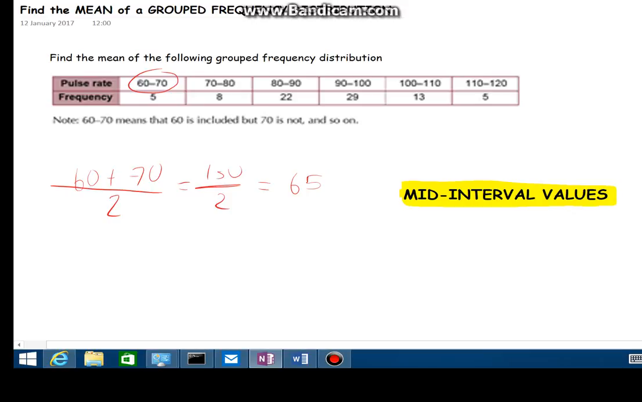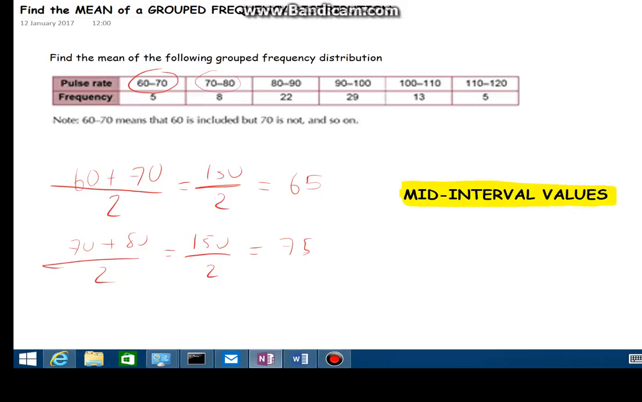Then we'll do the same for the next, so we get the 70 and 80. So we add 70 plus 80 divided by 2, so we know that will give us 150 divided by 2, which would be 75. And again, that should make sense to us that the mid value of 70 and 80 is 75. I know some of you are going to be able to say, right, the next one's going to be 85, the next one 95, the next one 105, and the next one 115.